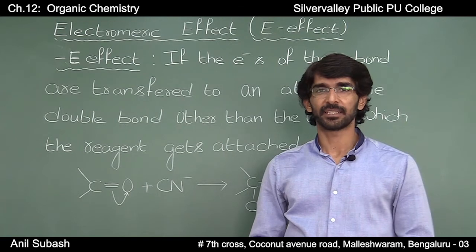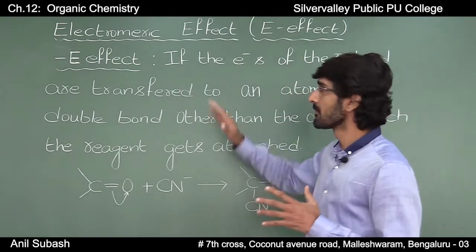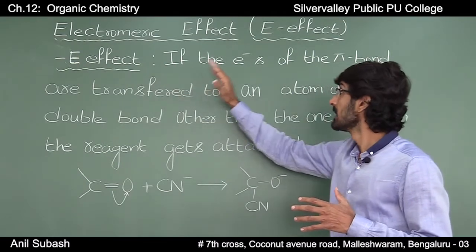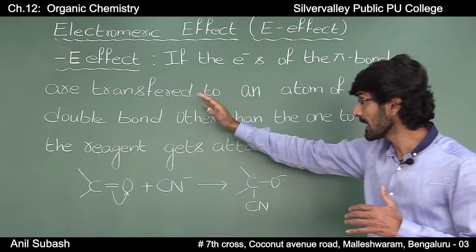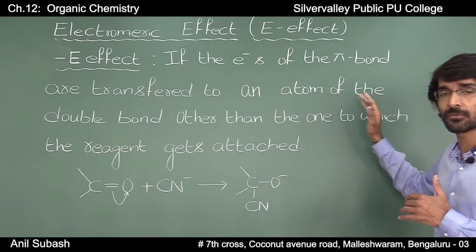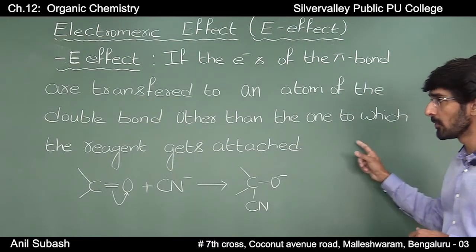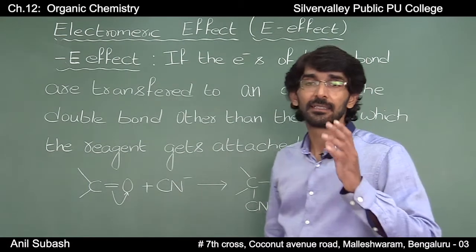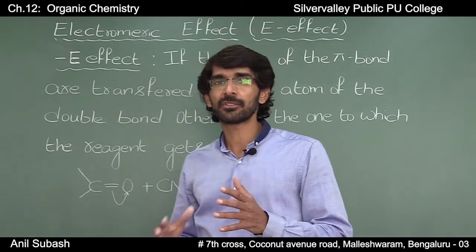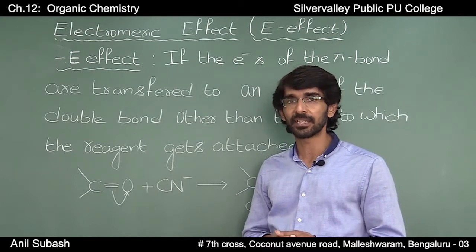Minus E effect. How do you define minus E effect? If the electrons of the pi bond are transferred to an atom of the double bond other than the one to which the reagent gets attached, then such type of electron displacement is known as minus E effect.